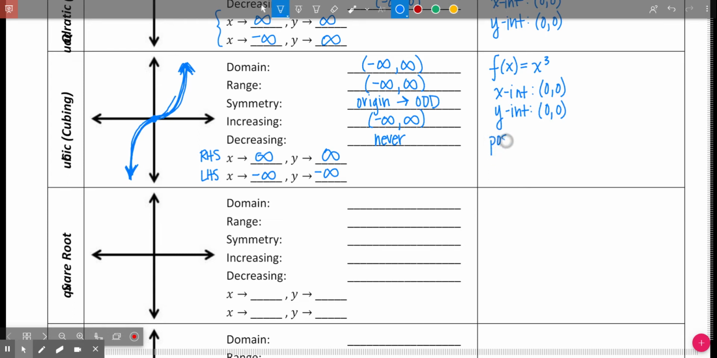This graph is positive on the interval 0 to infinity because that's the section of the graph that is above the x-axis here. This graph is negative here. So we say that it is negative on the interval negative infinity to 0.